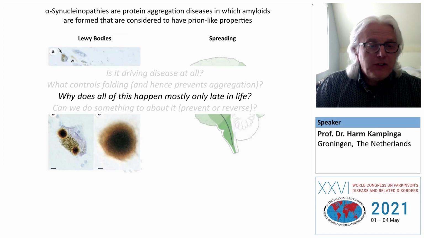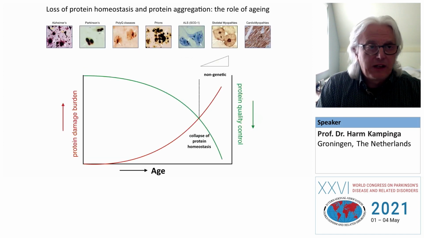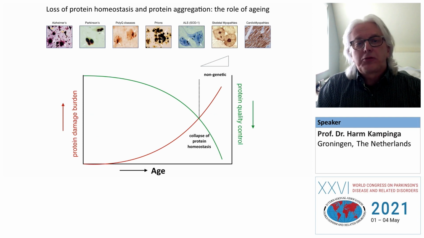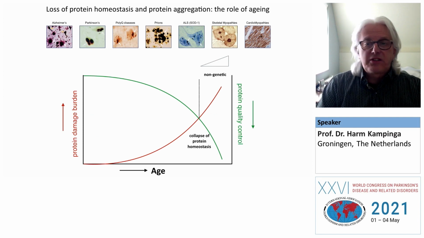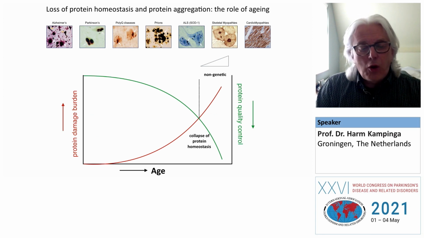So let me first go back and ask the question. These diseases, including alpha-synucleinopathies, are a set of diseases that all happen mostly late in life. Parkinson's, in that sense, is one of the diseases that we see this with. There's Alzheimer's disease, polyglutamine diseases, prion diseases, ALS, and several myopathies, that are all characterized by this protein aggregation and nearly always are late onset. And so what is the model that we use to try and understand this?